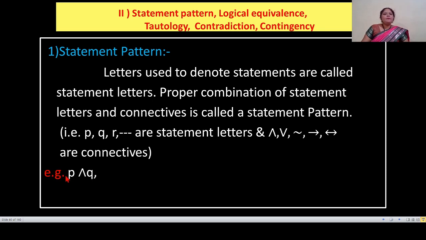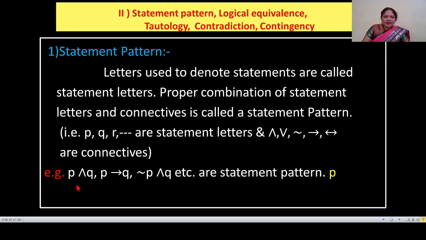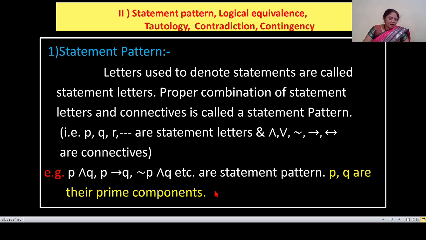For example, P and Q. In this statement pattern, P, Q are statement letters and 'and' is the connective. In the second statement pattern, P, Q are statement letters and implication is the connective. In the third statement pattern, P, Q are statement letters and negation and conjunction are connectives. These are statement patterns. P, Q are their prime components.